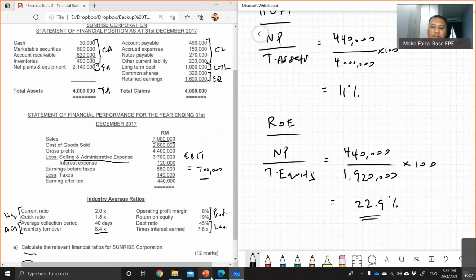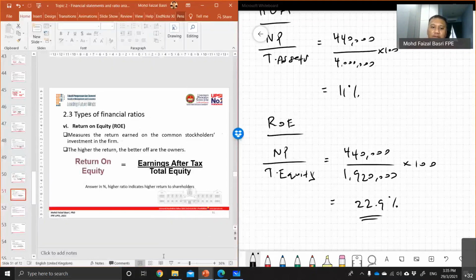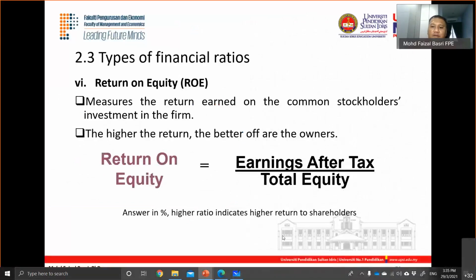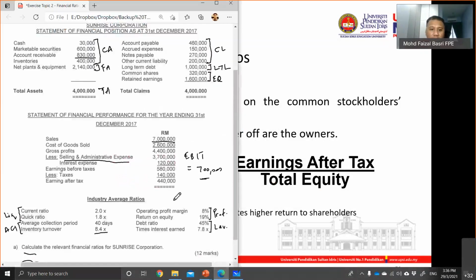As I said, you can use the comments below to make your justification. Here you can say Sunrise Corporation has a better return to shareholders compared to the industry average. You can put the figures as part of your analysis, the 23% compared to the 19% industry average. Yes, you can add that if you want.